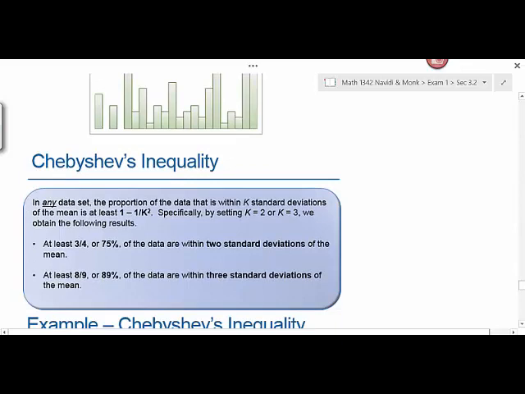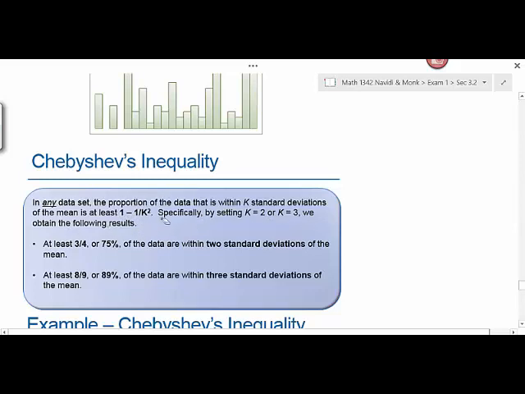In any data set, the proportion of data that is within k standard deviations of the mean is at least 1 minus 1 over k squared. At least. It could be more, but this is the minimum that it would be. Specifically, by setting k equals 2 or k equals 3, we obtain the following results.